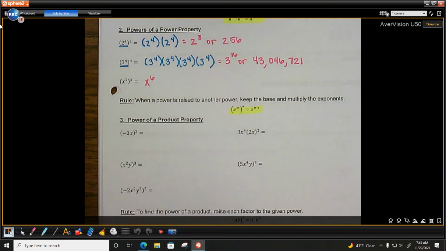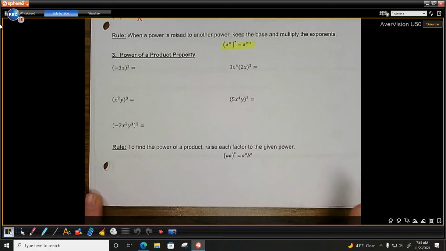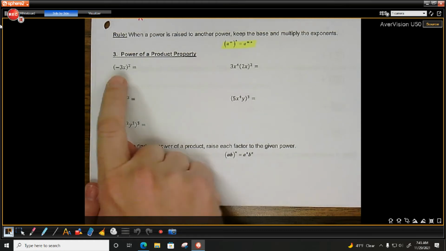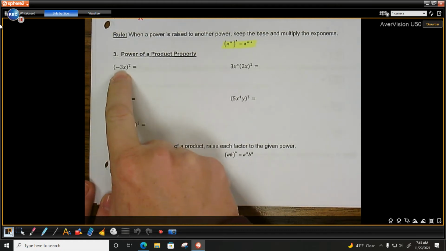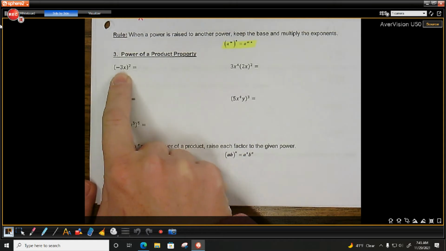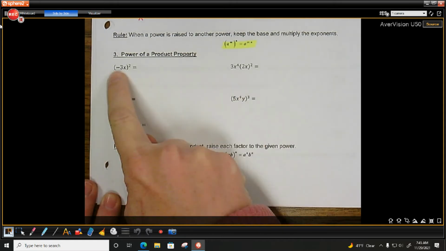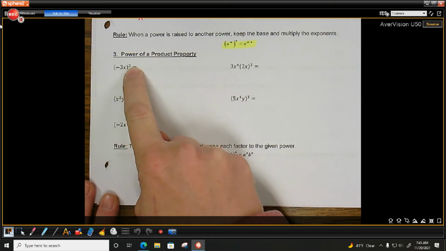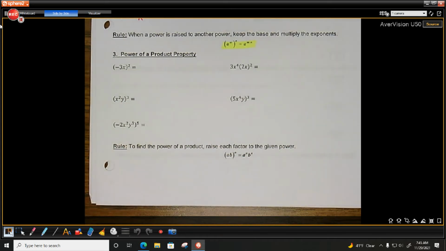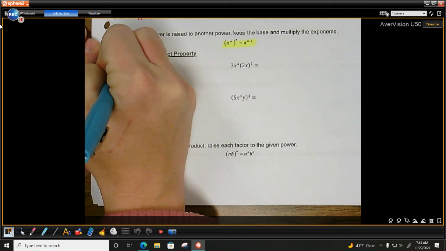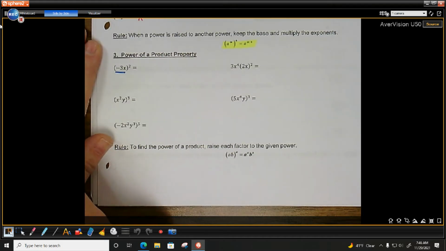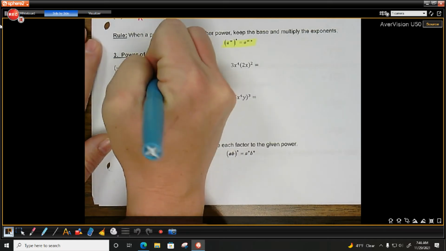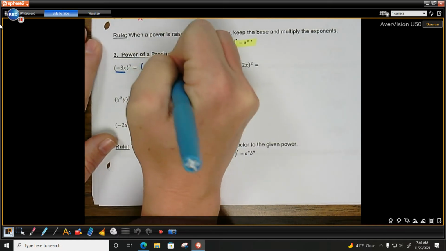Next one, power of a product property. Okay? That means I'm going to have multiple bases. Do we see in the parentheses here, I have a -3 base and I have an x base. I have two bases that are both being raised to what power? The second power. Okay? So let's expand this. I have parentheses to the second power. So how many times do I write the parentheses out? Twice. Very good. So -3x and -3x.